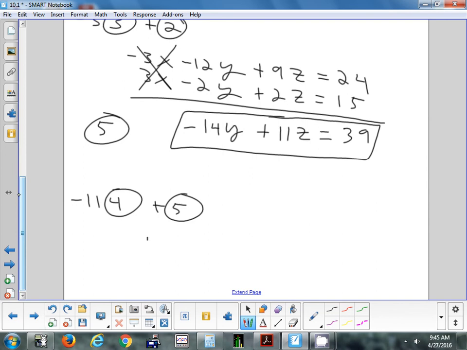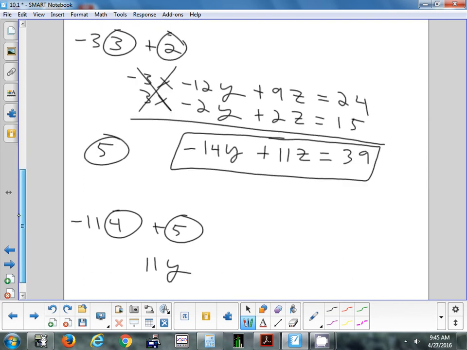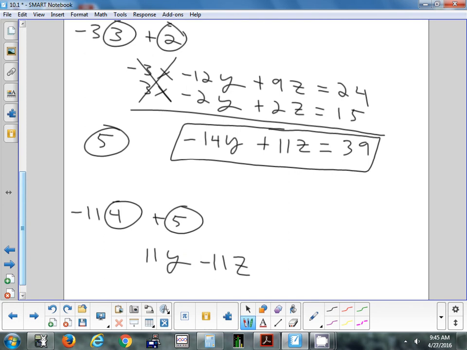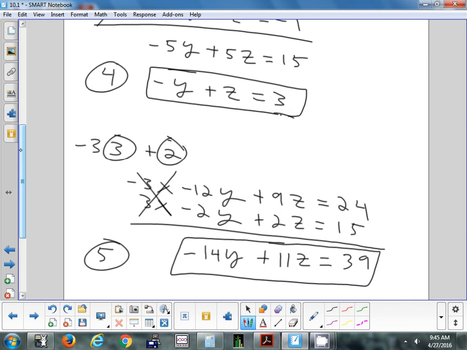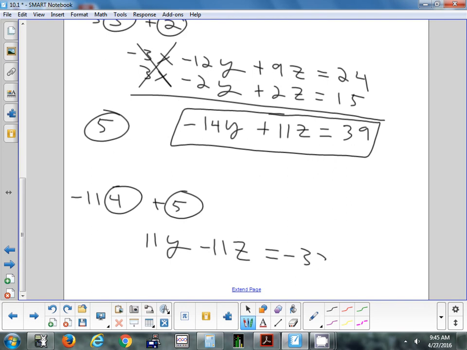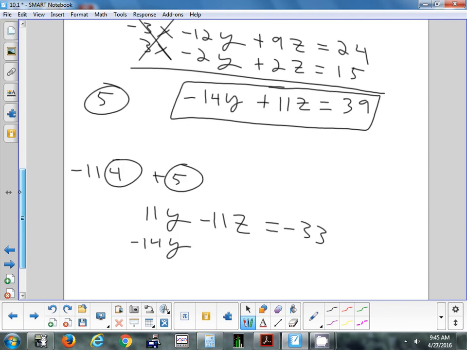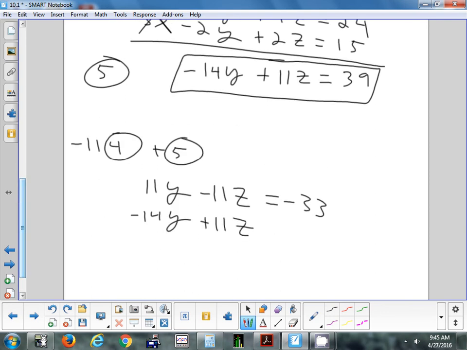All right, so let's do that out. Let's see, 11y minus 11z. Okay, make sure you check it as I go, because it's very easy for me to make a mistake. Minus 33. And now add it to the fifth equation. Negative 14y plus 11z equals 39. Okay, what cancels out?